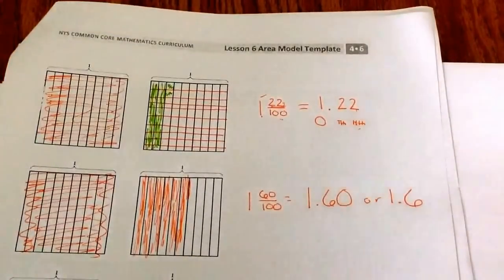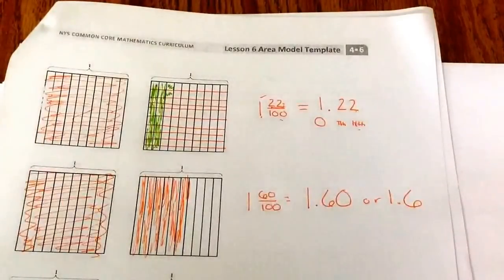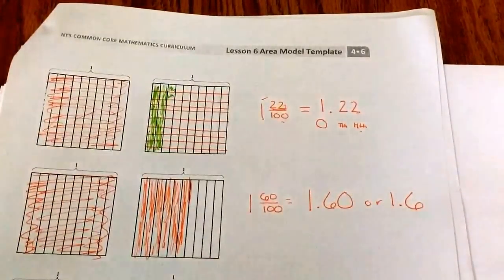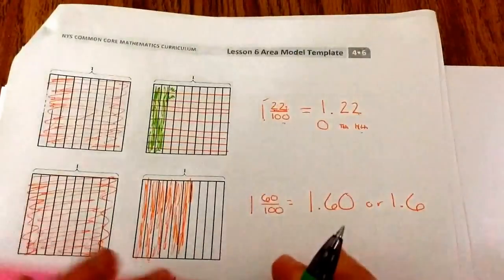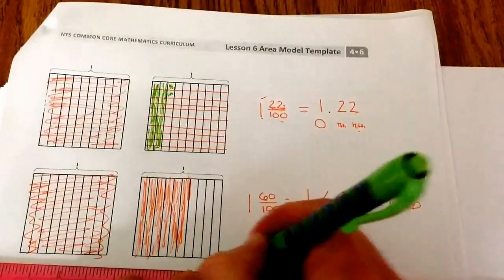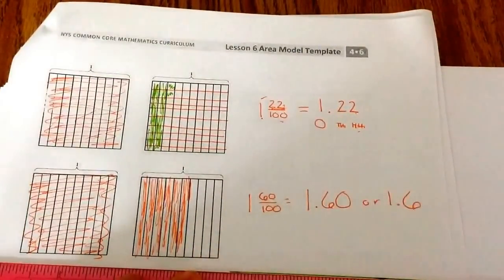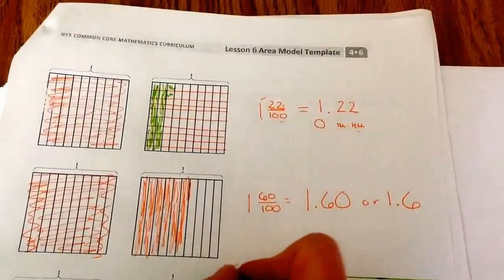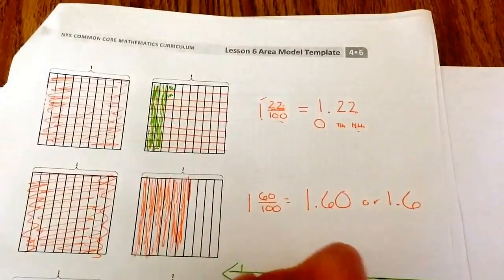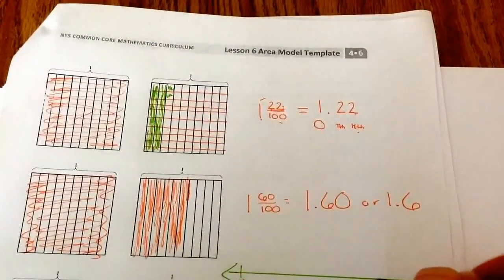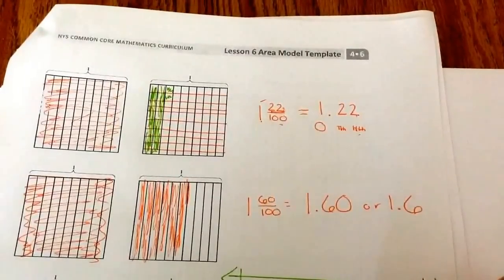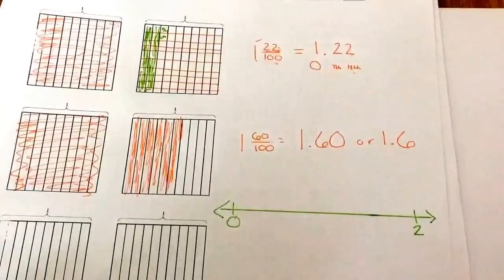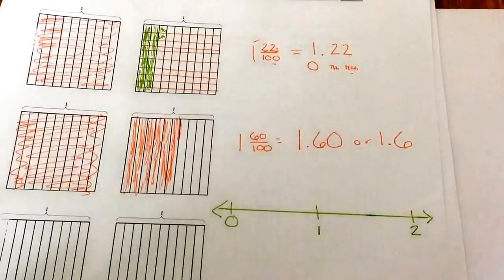I'm going to bring you back to this 1 and 22 hundredths and talk to you about using a number line to create it. So if you have a ruler or a straight edge of some sort, that would be the best thing to use, but obviously you don't have to. So I'm going to draw a number line, and I'm going to have my starting point as 0, and I'm going to work my way up to 2. And obviously my middle is 1.